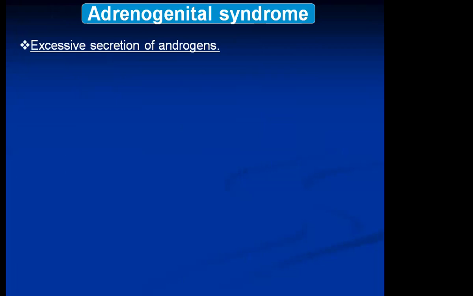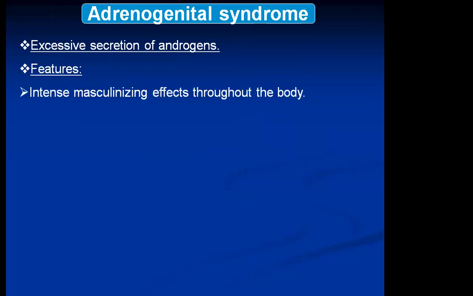Now coming to the adrenogenital syndrome. Okay, now we had seen in today's lecture that these adrenal androgens are secreted by the inner layer. So if these androgens are secreted in excessive amount, it will lead to a condition known as adrenogenital syndrome. So there are intense masculinizing effects throughout the body.